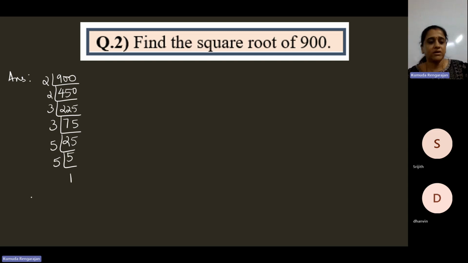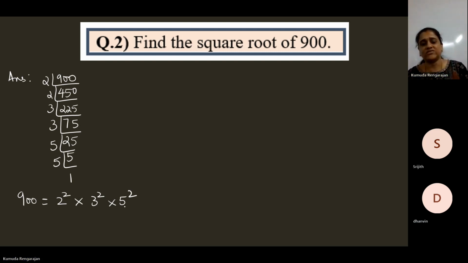Now see the next step. So 900 is equal to 2 squared into 3 squared into 5 squared. Is this understood? Because 2 into 2 means 2 squared. 3 into 3 means 3 squared. 5 into 5 means 5 squared. Now see the next step.